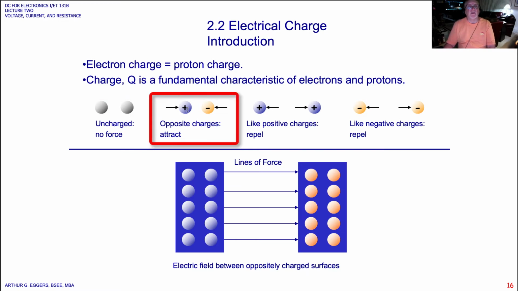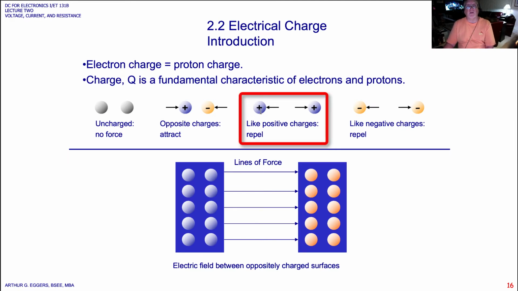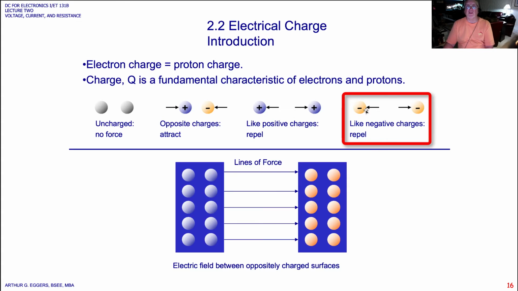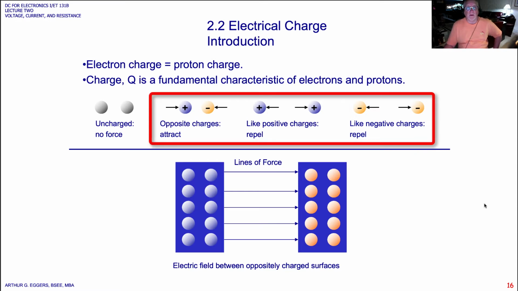But if we give an equal and opposite charge on each side, positive on the left, negative on the right, we have opposite charges, they will be drawn to each other. If we have both of the particles charged positive, they will repel each other. Likewise, if we give them both negative charges, they will repel each other. So unlike attract, like repel.